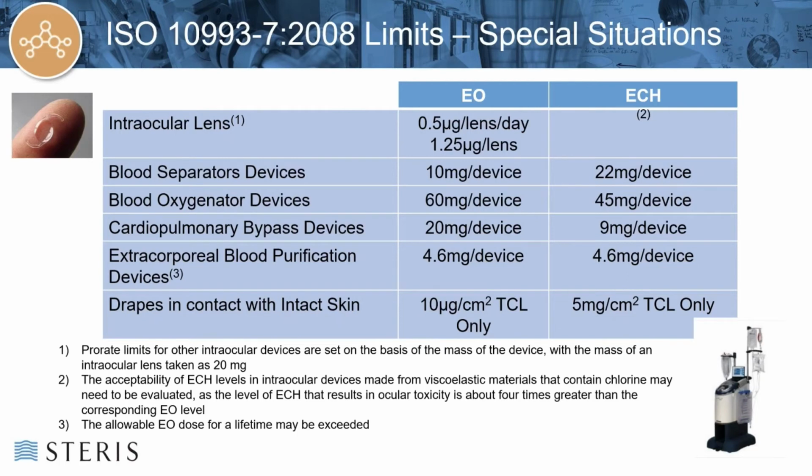The ISO 10993-7 standard also identifies certain devices with special limits. This includes lower limits for intraocular lenses, as well as higher limits for other specific types of devices. Note that ocular toxicity of ECH is about 4 times greater than the corresponding EO level, and intraocular devices made from viscoelastic materials that contain chlorine may need to be evaluated.